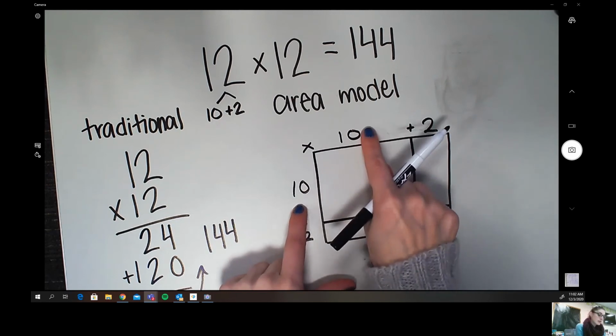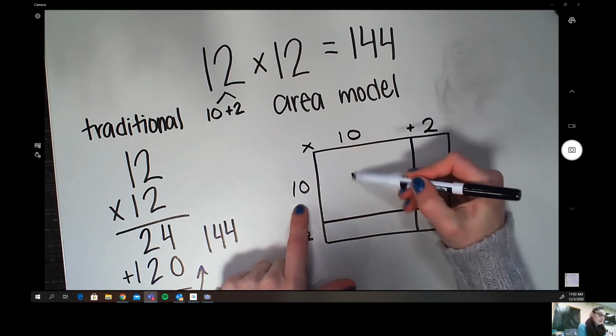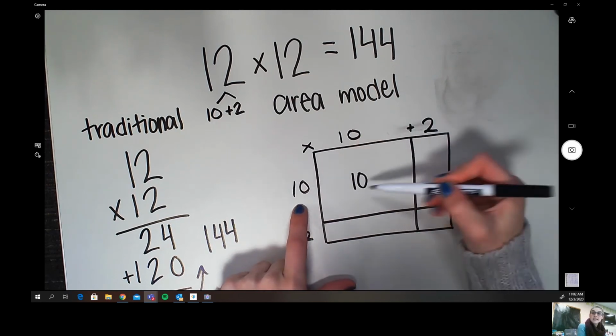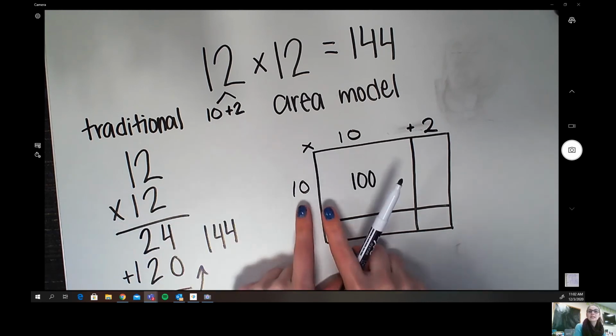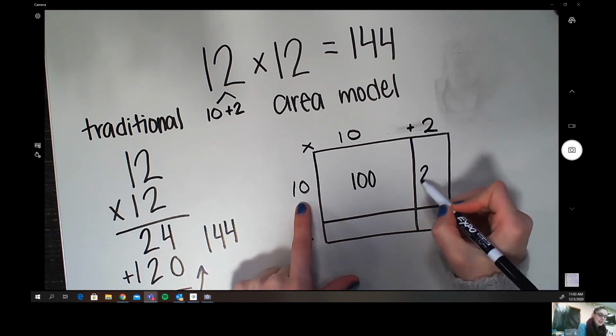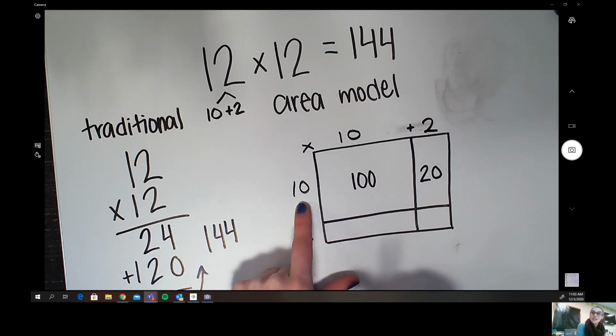So we do 10 times 10, which is 100. Anything times 10, you just add 0 on the end. It's a trick I teach my kids. And then I go 10 times 2, same thing. Anything times 10, you just add 0 on the end.